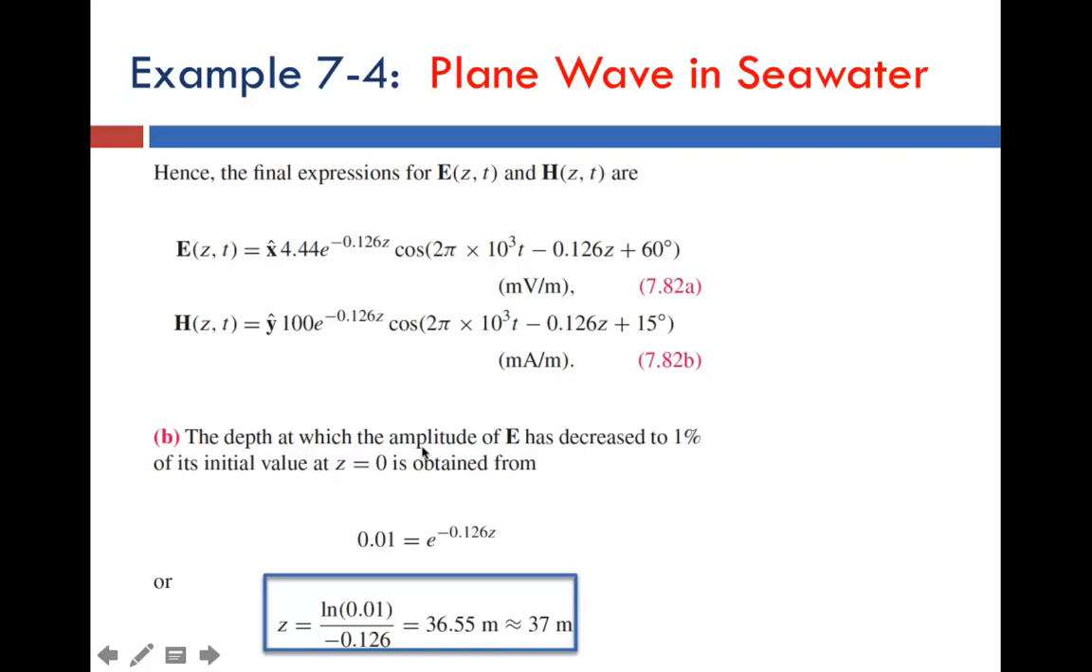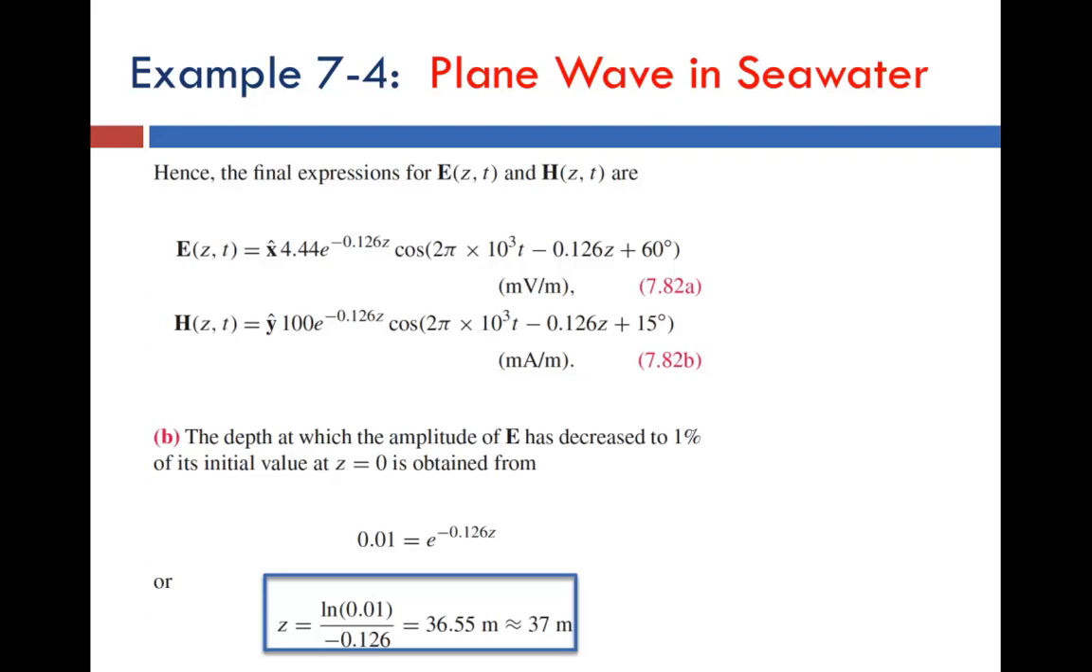So going back then and substituting everything in, here's our magnetic field that was given. Here is our electric field that was determined. So now, at what depth will the amplitude of the electric field have decreased to 1% of its initial value?